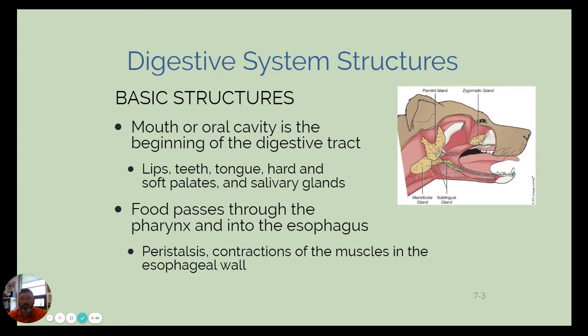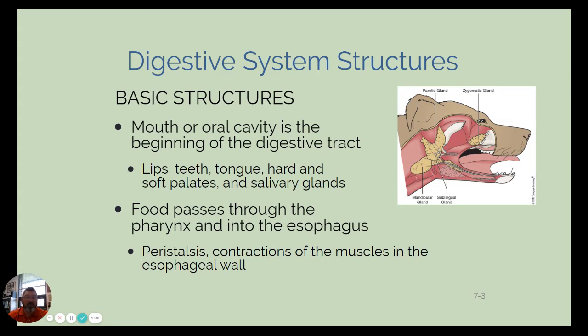So the mouth or oral cavity again starts the digestive tract, whether we're talking about lips, teeth, the tongue, the hard palate, the salivary glands. All of those start the digestive process or have some role in it. The food then passes through the pharynx, down the esophageal tube, where it enters the stomach, or when we talk about the ruminant, the reticular rumen area.